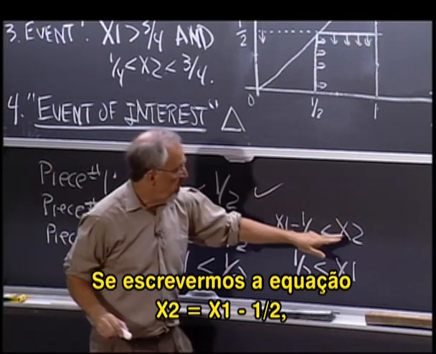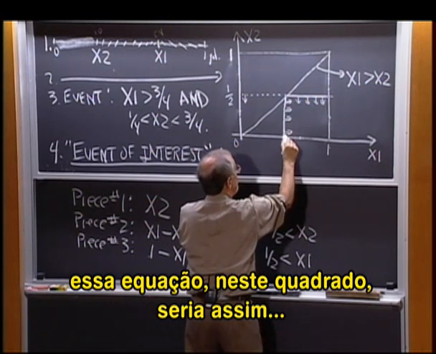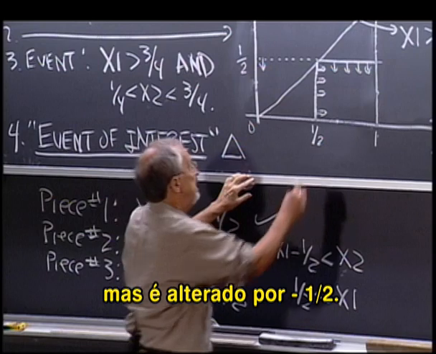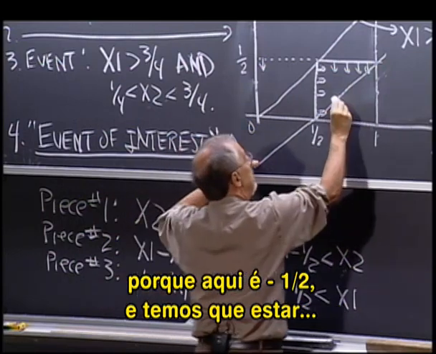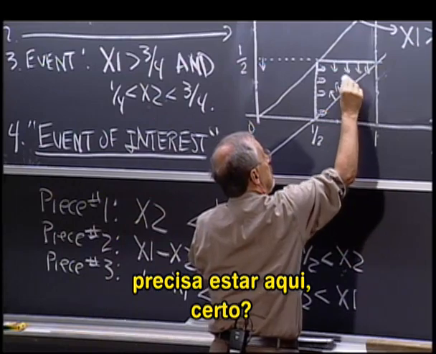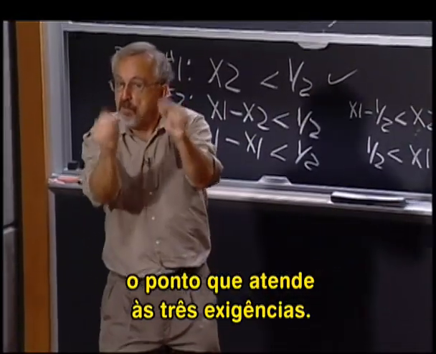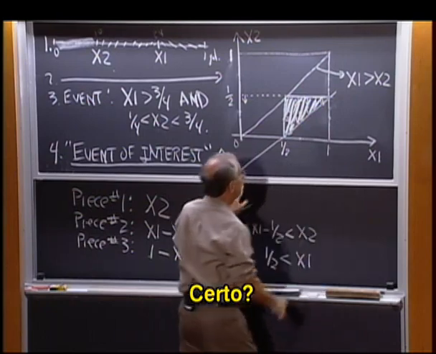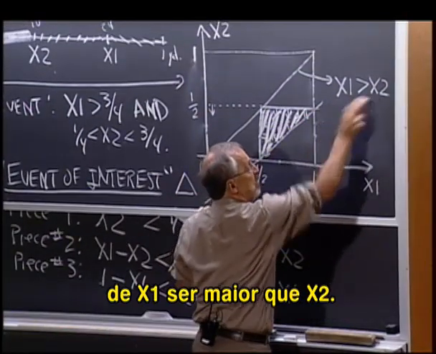Okay, so if we were to write an equation, x2 equals x1 minus a half, I want you to think about this, but that equation, when we're in this square, would look like this. It would have a slope of 1. x2 goes up as x1 does, but it's offset by minus a half. So you get a line like this, goes down here to minus a half, and x2 has to be greater than that line, so you have to be up here like this. So we have three constraints, and we have to look for the intersection of those three constraints, the set of points where each of the three constraints works. What is that? That is this triangle right here. That is part of the solution, but only part of it because it characterizes the case x1 greater than x2.